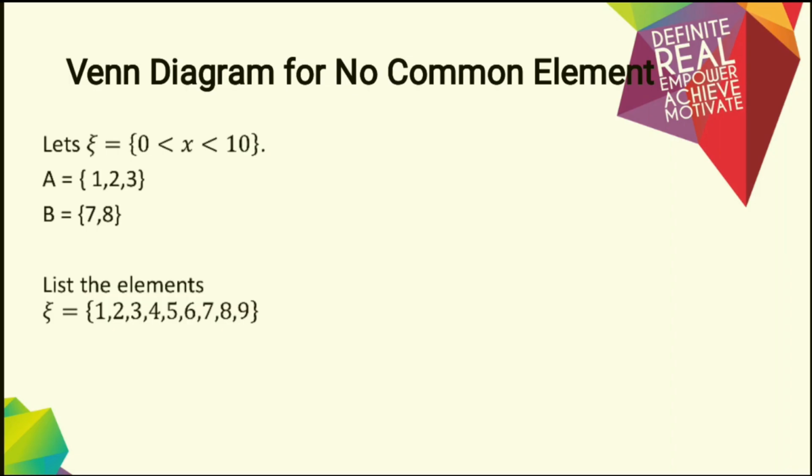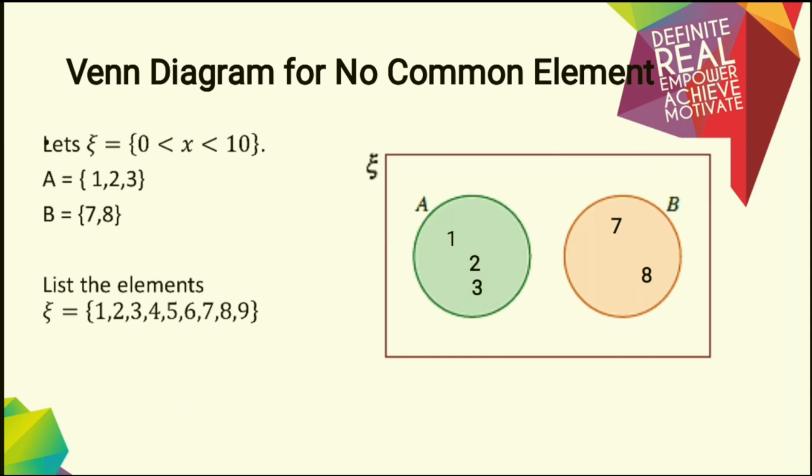The first type is the Venn diagram for no common element. Let the universal set be X, where X is greater than 0 but less than 10. A and B, the elements are listed. The first thing that we need to do is to list the elements of the universal set, which is 1 till 9. And then in the diagram, we put A and B separated because there's no common element, and we put the elements of A and B inside each of them.